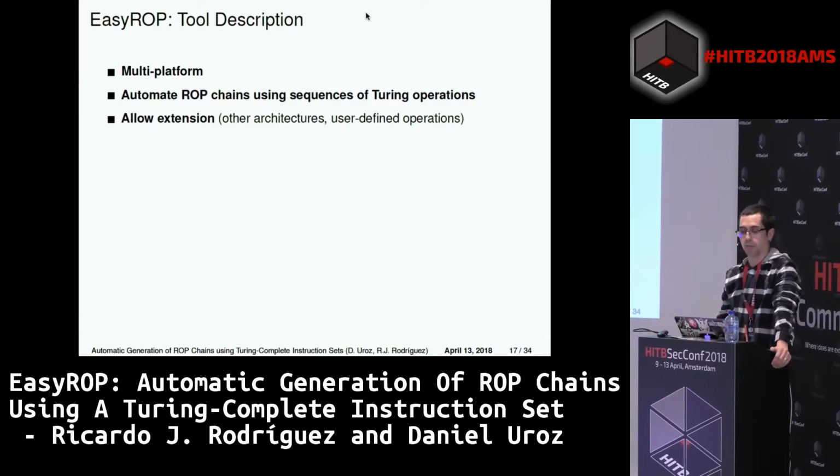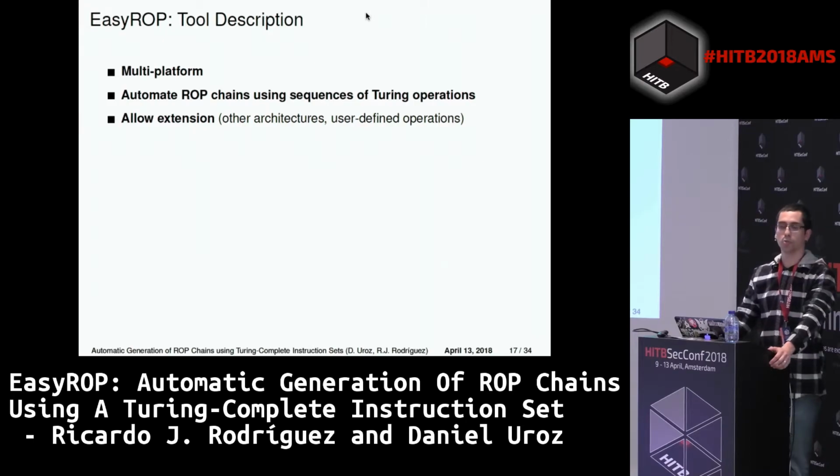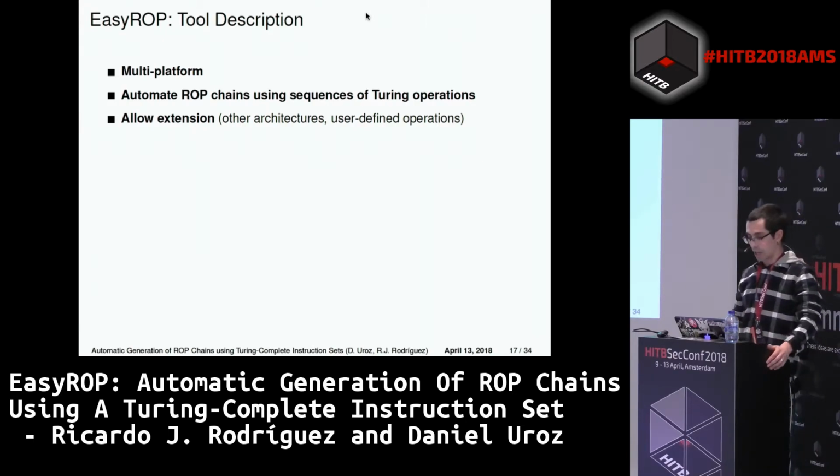Our main idea was to make the tool multi-platform. And the main idea behind the tool was also to try to automate the construction of ROP chains, just allowing the user to specify the ROP chain as Turing operations. Okay. And one of our goals was also to make the tool extensible. Okay. Currently, our tool just supports Windows binaries, but it's very easy to extend it to other platforms.